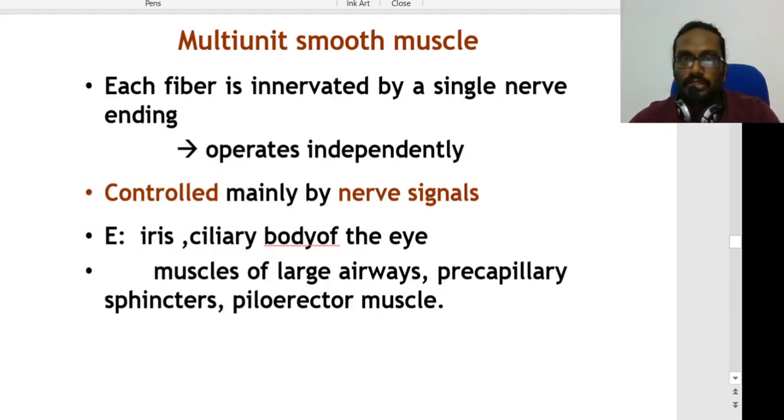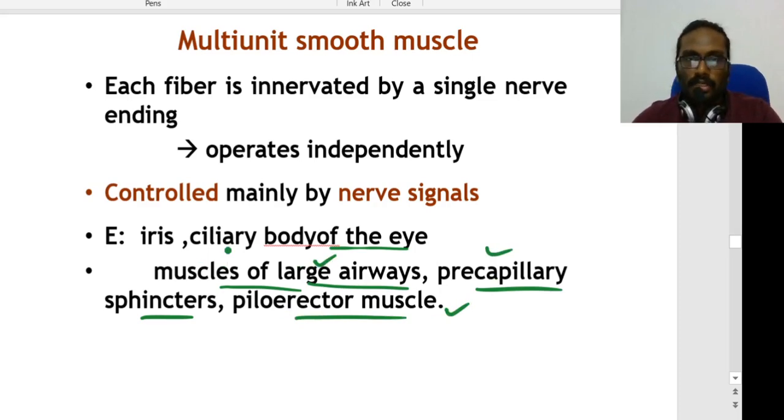അതിനുള്ള എക്സാമ്പിൾസ് ഏതൊക്കെയാണെന്ന് ചോദിച്ചാൽ, we have the iris, ciliary body of the eye, the muscles of the larger airways, the precapillary sphincters, pilo-erector muscle. ഇതെല്ലാം എവിടെയാണെന്നൊക്കെ നമ്മൾ ഭാവിയിൽ പഠിക്കും. ഇപ്പോൾ ഓർത്ത് വെച്ചാൽ മതി, കുറച്ചൊക്കെ നിങ്ങൾക്ക് മനസ്സിലായിട്ടുണ്ടാവും. You will learn about all this. I don't know whether you know about the precapillary sphincter, pilo-erector muscle, ഇതൊക്കെ എന്താണ്, ciliary body of the eye, എല്ലാം നിങ്ങൾ വിഷൻ പഠിക്കുമ്പോൾ you will learn about all this. So it's beyond the scope of this class to discuss each in detail.